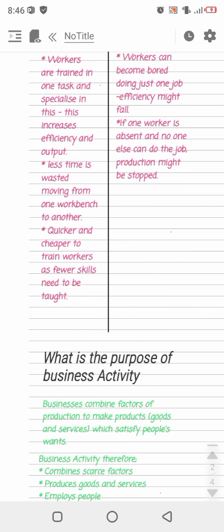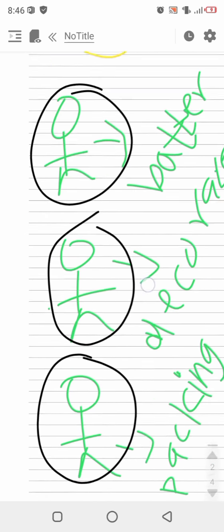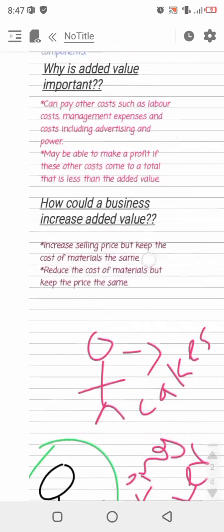Okay, so the third point is that it is quicker and cheaper to train workers, as fewer skills need to be taught. I just explained this to you: if I teach each employee only to make batter, only to decorate the cupcakes, or only to do packaging, then it will take less time and it will be cheaper for me, leading to a low cost of production.